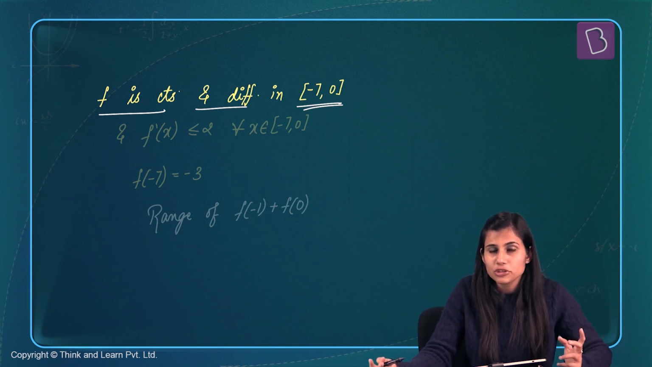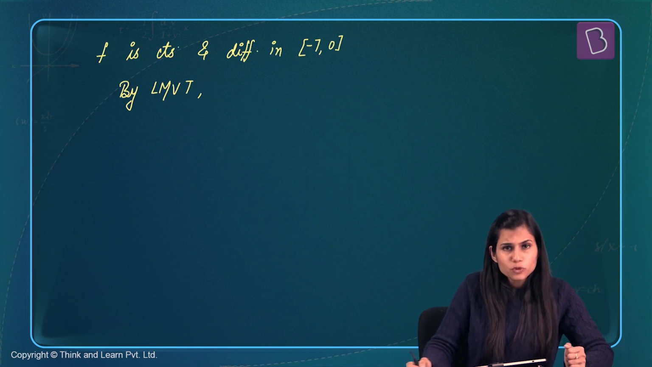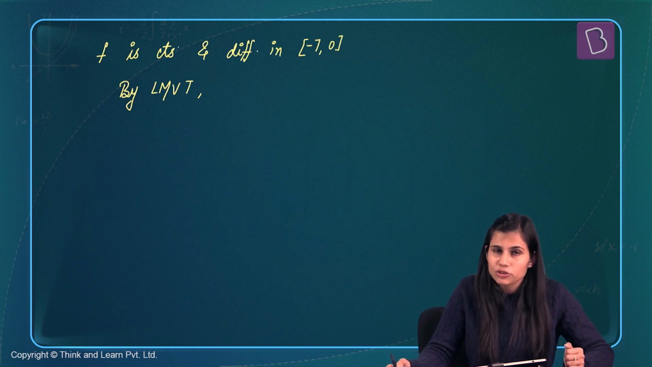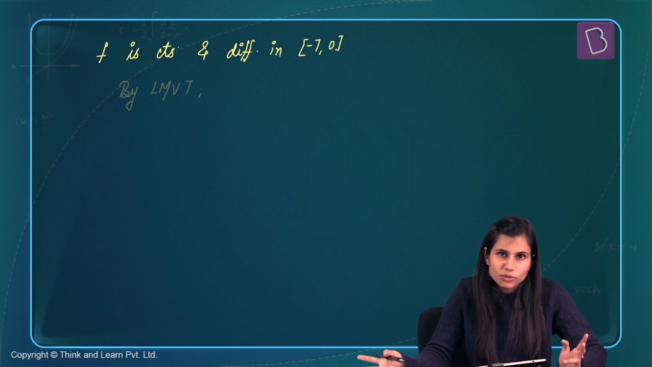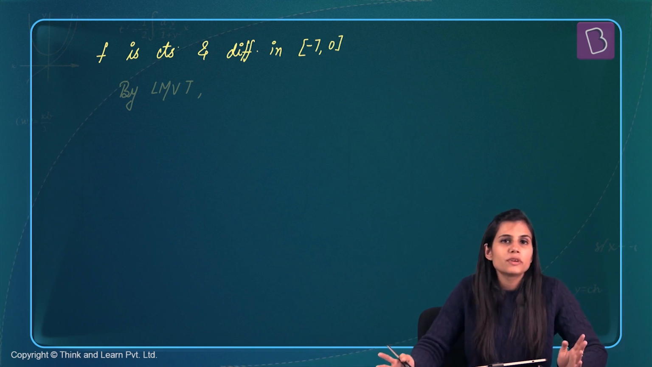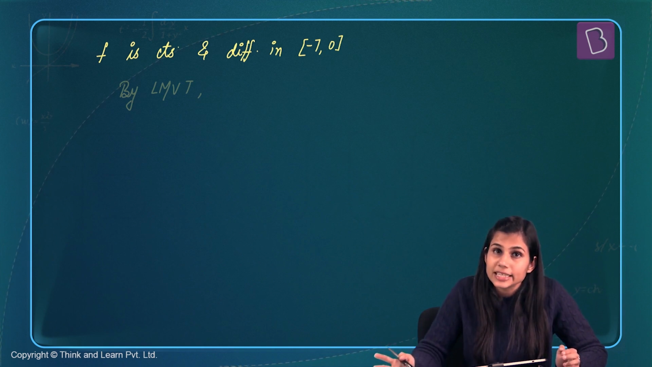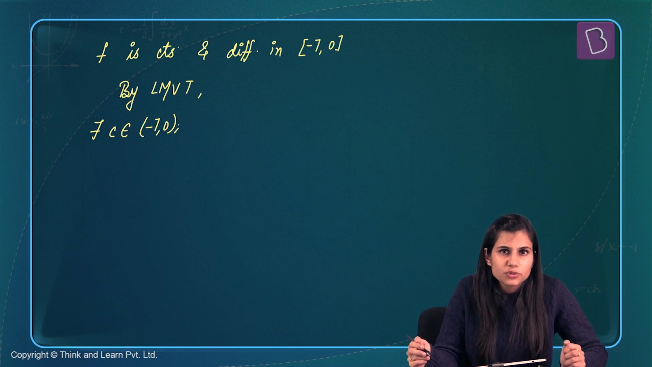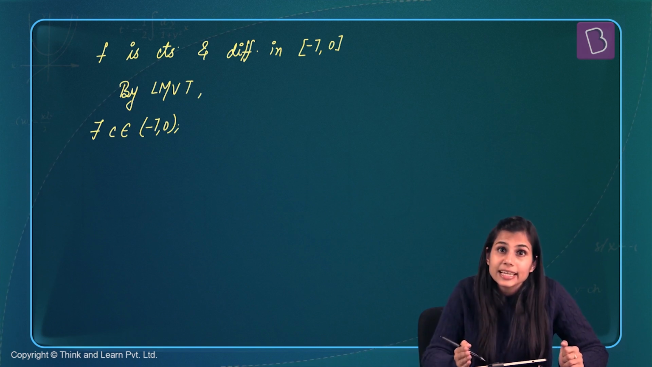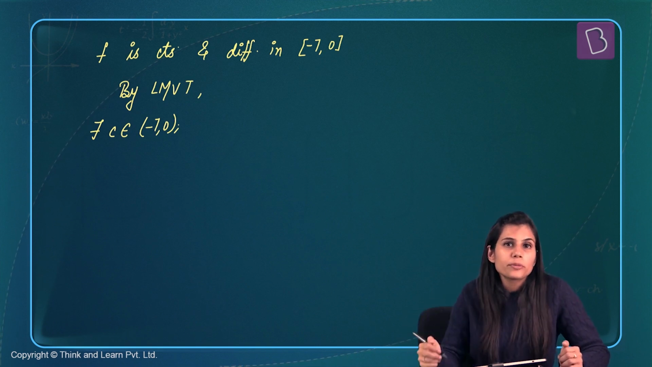Reminds you of the mean value theorems, isn't it? So if I move towards the LMVT, the Lagrange mean value theorem, what pops up? F is a continuous function in the minus 7 to 0 closed interval. Yes. F is a differentiable function in the minus 7 to 0 closed interval. Yes. So there will exist a c in the open interval minus 7 to 0 such that f dash c is f of b minus f of a upon b minus a.